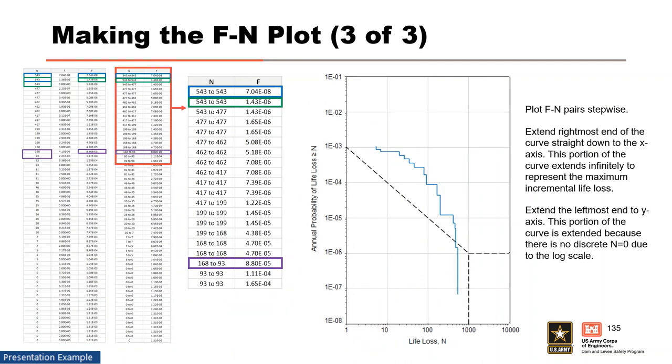The last step is to plot the data stepwise. The first cumulative probability is plotted with the first two Ns. The second cumulative probability is plotted with the second and third Ns, and so on and so forth. Once finished, extend the rightmost end of the curve straight down to the x-axis and the leftmost end over to the y-axis. The curve extends infinitely downward and represents the maximum incremental life loss. The curve is also extended to the left because there is no discrete point for N equals 0 because of the logarithmic scale.